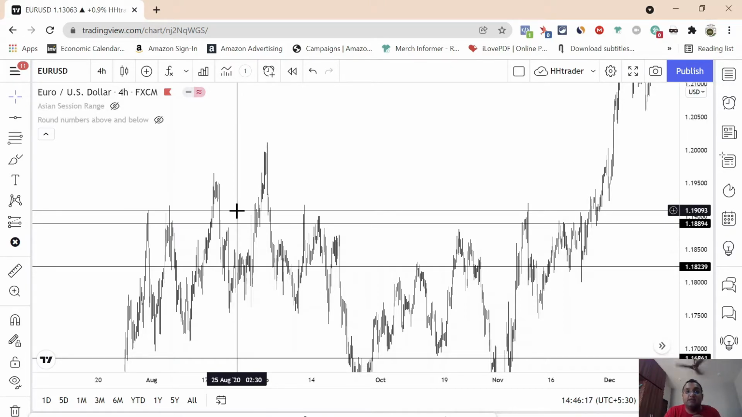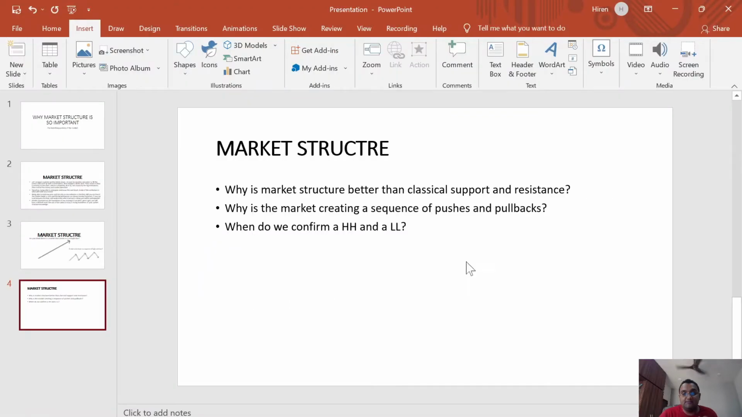You would have been stopped out, and you wouldn't have known what was the reason, and we're always going to be lost as to what happened. This is why we're always going to be focusing on market structure. And let's get back to the presentation.